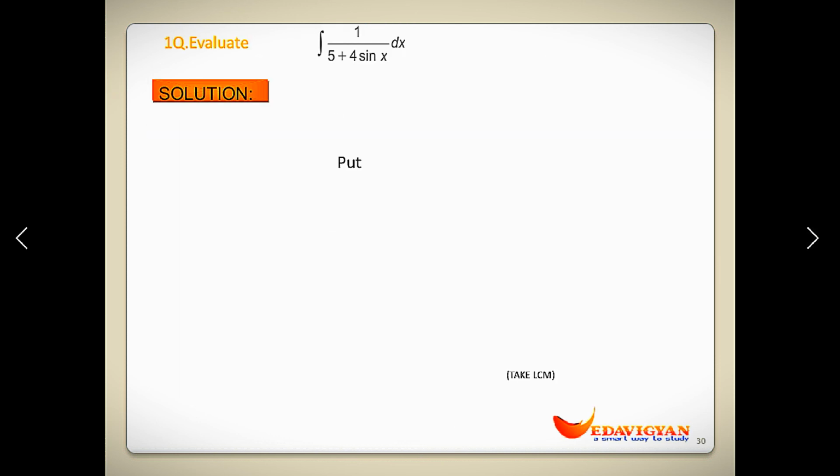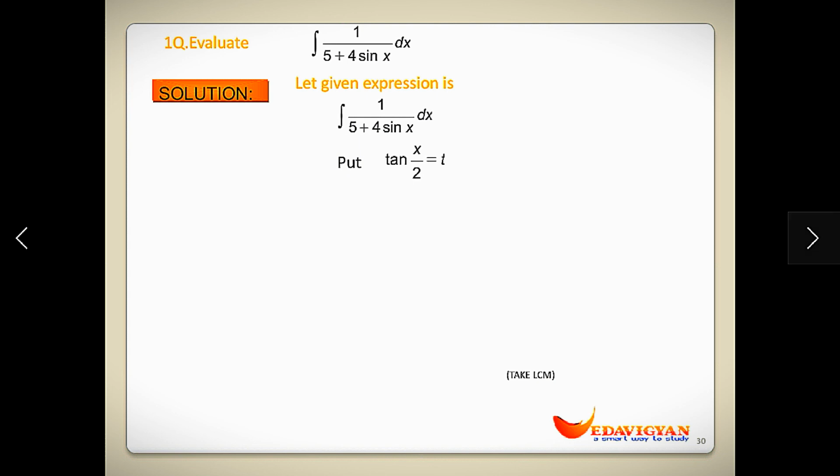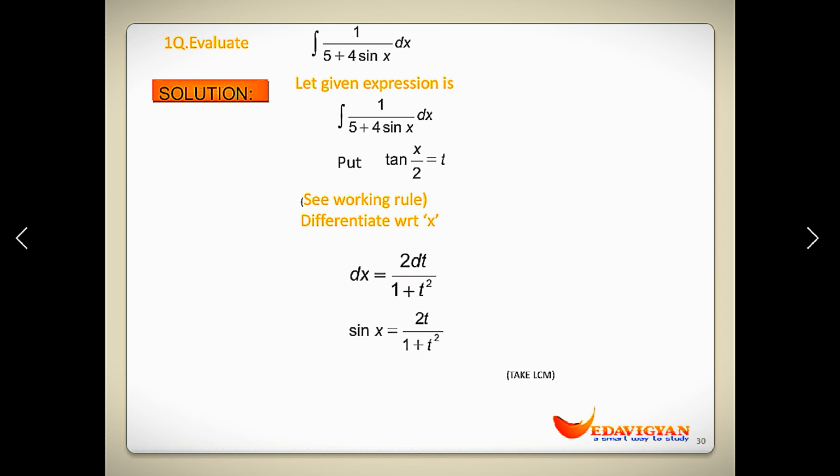Let us see the problem here. Integral 1 by 5 plus 4 sin x. The given expression is rewritten here: integral 1 by 5 plus 4 sin x. Put tan x by 2 equal to t and see the working rule. Differentiating with respect to x, we get dx equal to 2 dt by 1 plus t square from the previous, and sin x is equal to 2t by 1 plus t square.